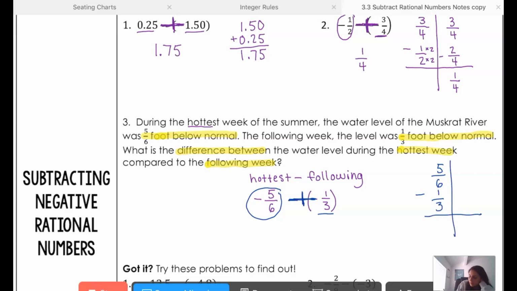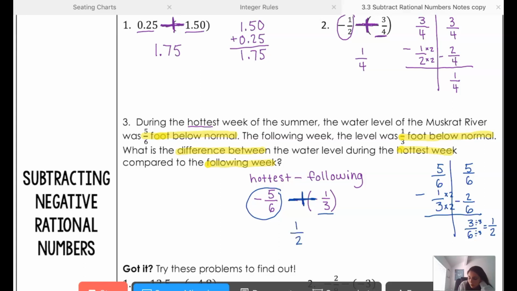Well, we need a common denominator. So 3 and 6 have 6 in common. To get from 3 to 6, we multiply by 2. So 1 times 2 is 2. And then 5/6 stays 5/6. So now we do 5/6 minus 2/6. 5 minus 2 is 3. Keep the denominator 6. 3/6 can be simplified. They can both be divided by 3 to get 1/2. So our answer is 1/2.